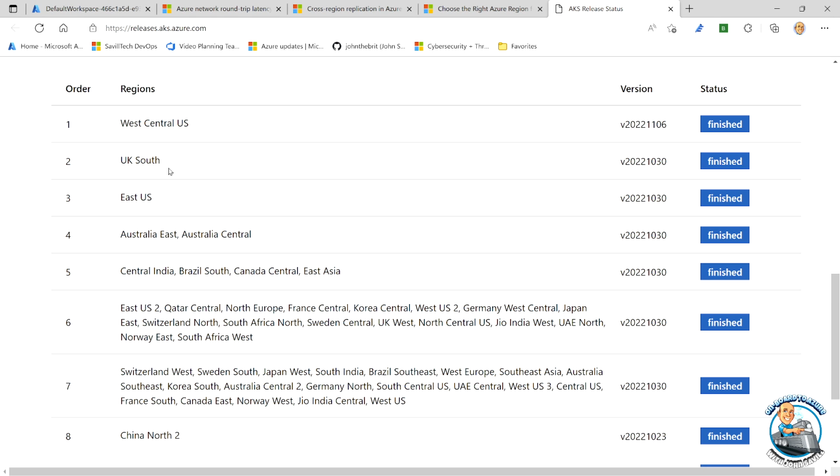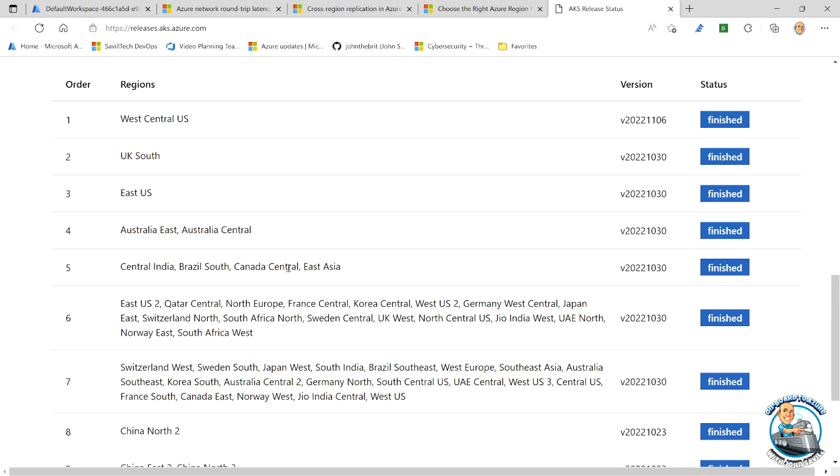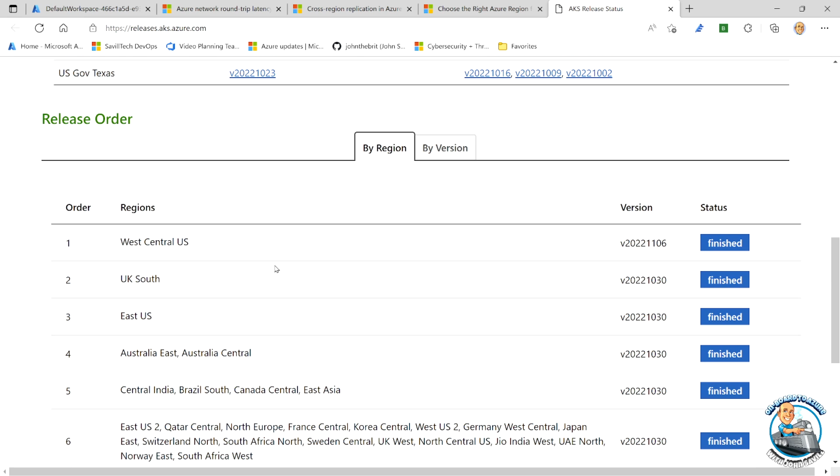But for AKS, it's UK South, then East US, then Australia. You can see the order they roll out their updated images, which have the latest AKS updates and OS updates and patches. It gives you an idea of what they do all-up and how they think about staggering AKS. Different services do different things. But hey, I can get some visibility into this.